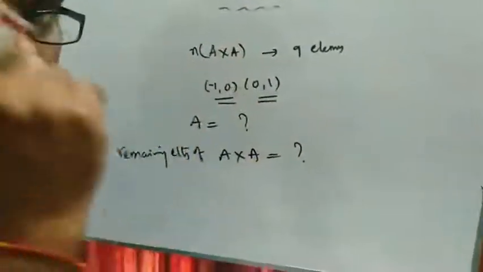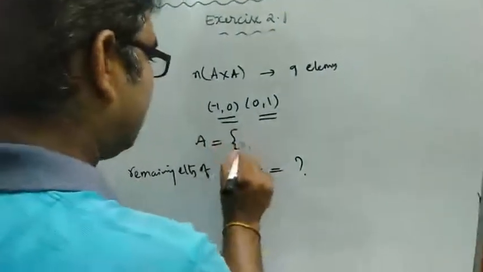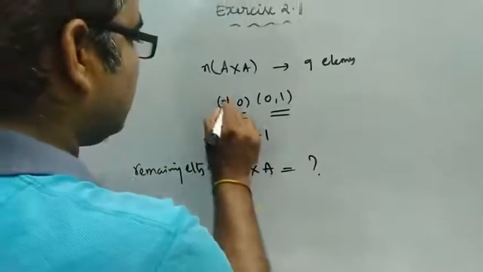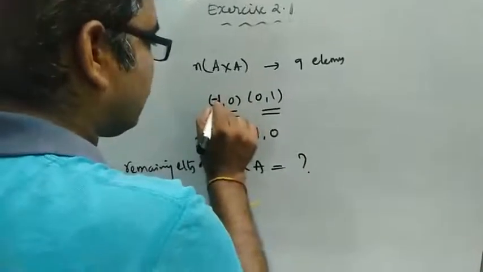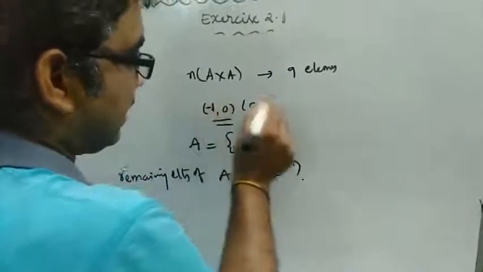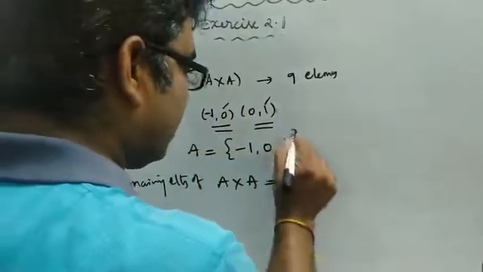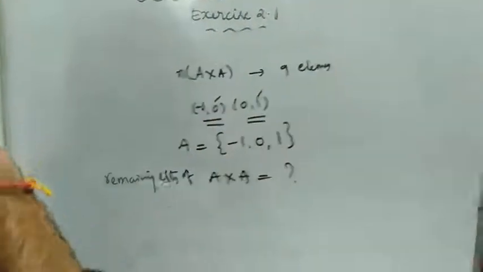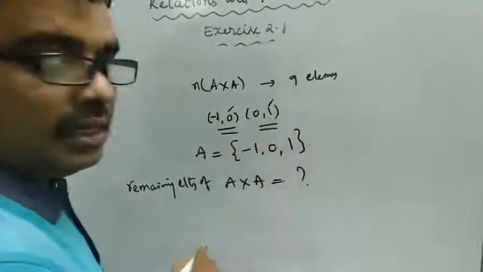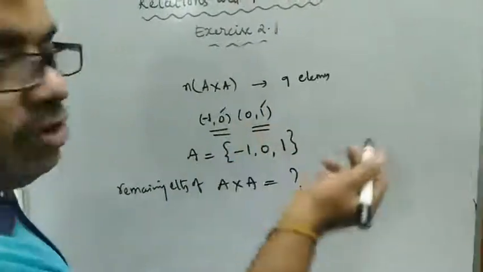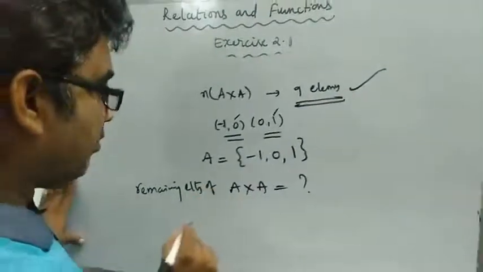So here it is the ordered pairs between the set A and itself. So what you can expect is that set A contains -1, the first element, and 0, the second element, of the first ordered pair. The second elements also belong to set A. 0 is already there, so the other element may be 1. Am I right or not? The set A has the elements -1, 0, 1, 3 elements. So A cross A is obviously 3 times 3, 9 elements. Satisfied or not?